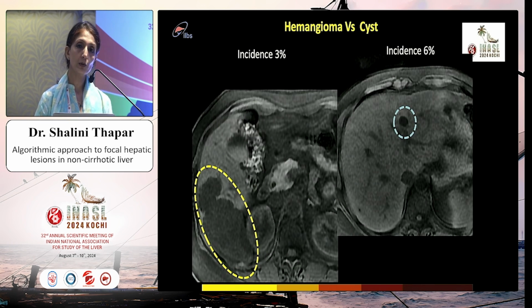What is the most common lesion that there is a problem with? It is a hemangioma versus a cyst, because hemangiomas, I'm going to show you, can be of various varieties. Now, this is an MR study. This is a T1 MRI, and this is a hemangioma versus a cyst.